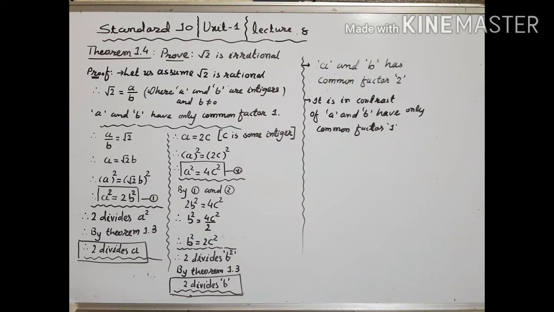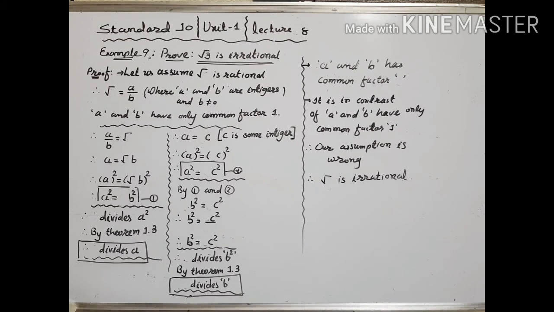So these two statements are in contrast. What is the reason of this contrast? The reason of this contrast is our assumption is wrong. Therefore we can say root 2 is irrational. Our assumption was root 2 is rational, and that is wrong. I hope you have understood. And to understand this more, let's take one more question.